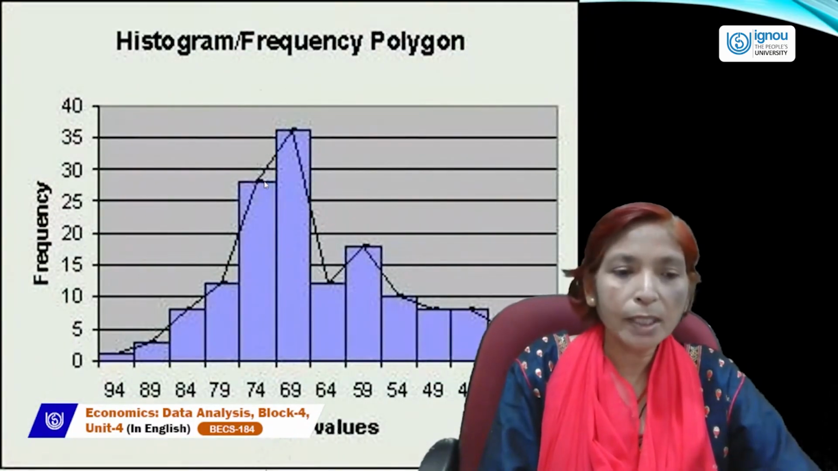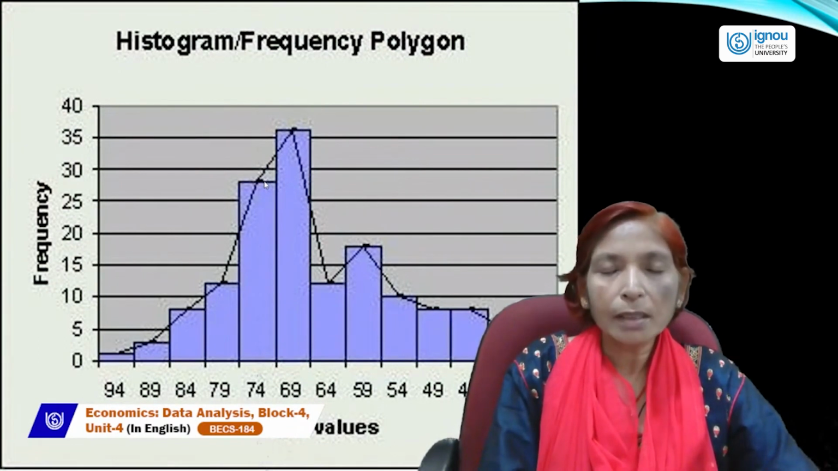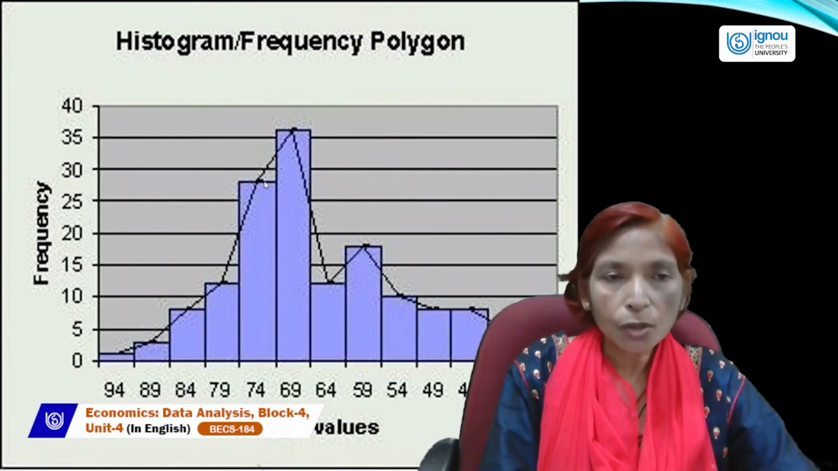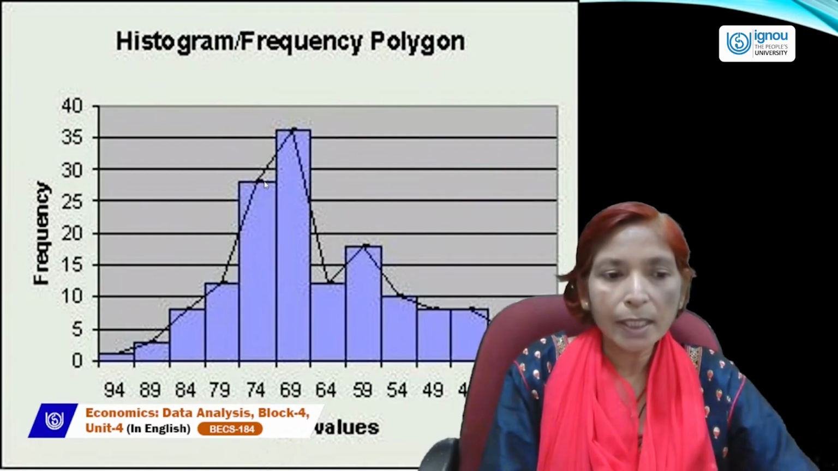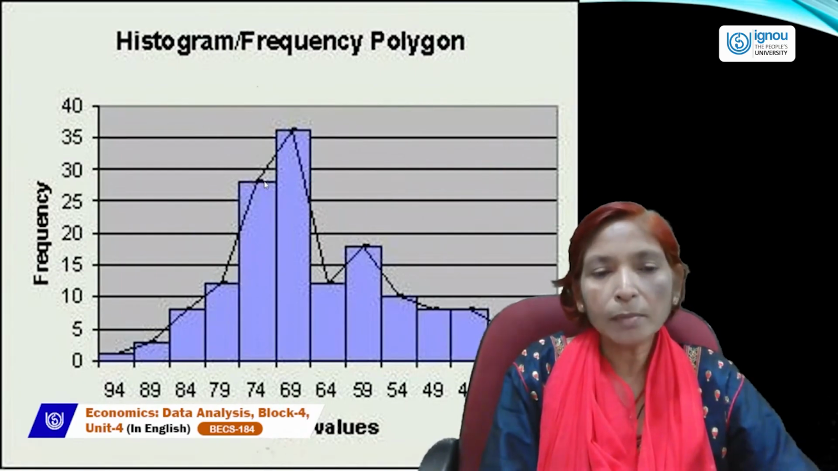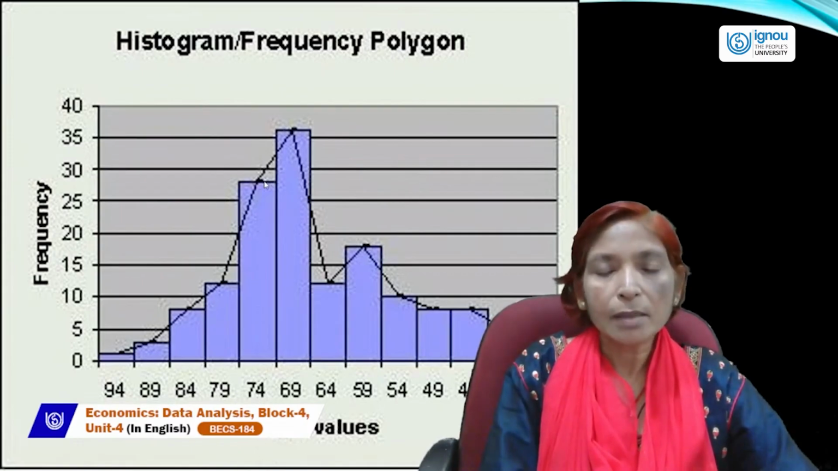Next is the frequency polygon. A frequency polygon is a very simple way. If we want to draw a frequency polygon, then we must draw a histogram first. Then we take the center points of this histogram, and we join these center points with the help of a scale. Then this is called a frequency polygon.